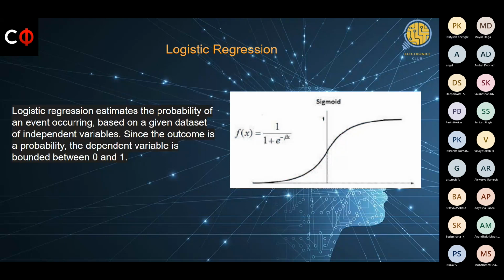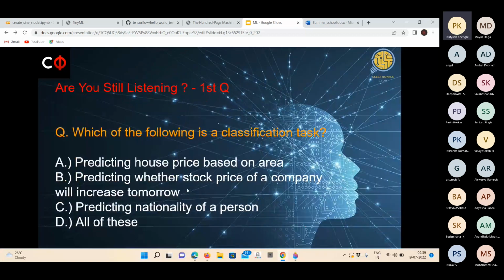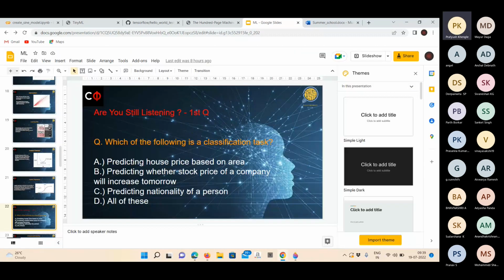So let's see if you're still listening. Which of the following is a classification task? Predicting house prices based on area, predicting whether the stock price of a company will increase tomorrow, predicting nationality of a person, all of this. So would someone like to answer this question?